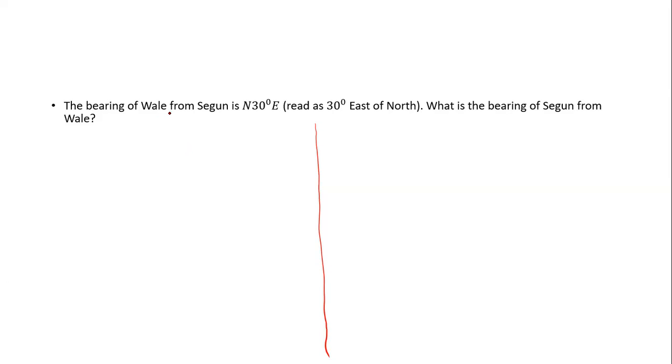So compass bearing, look at it. It says the bearing of Wale from Segun is 30 degrees east of north. If you want to read it, you can see the way I've written it: north 30 degrees east. But in actual sense, if you need to pronounce it, it is pronounced as 30 degrees east of north. So the question asks, what is the bearing of Segun from Wale?